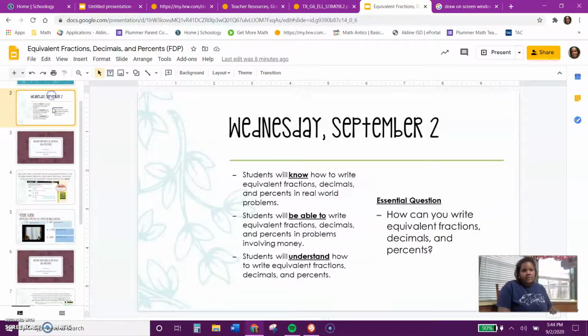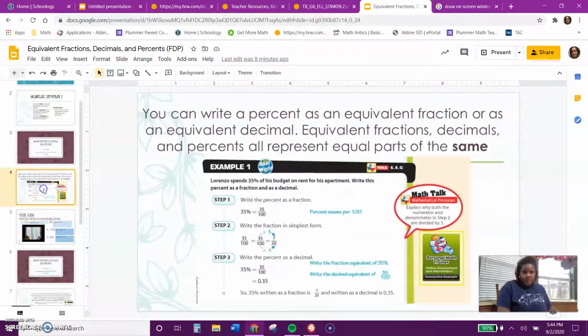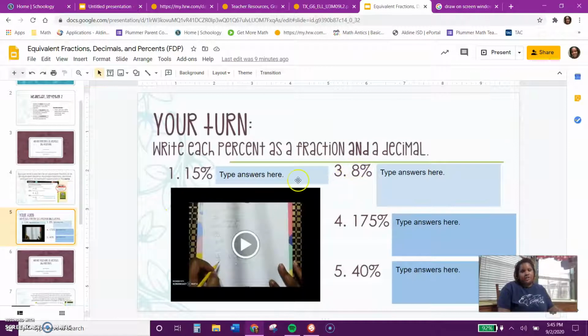So first and foremost, I just want to talk about this right here. It says you can write a percent as an equivalent fraction or as an equivalent decimal. Remember, this is equal. Equivalent means equal. So this percent is the same thing as this fraction. It's just represented in a different way. So the numbers don't change. Okay, you're not going to be rounding. You're not going to be estimating or anything like that. You're getting exact answers. Your numbers should not change. Okay?